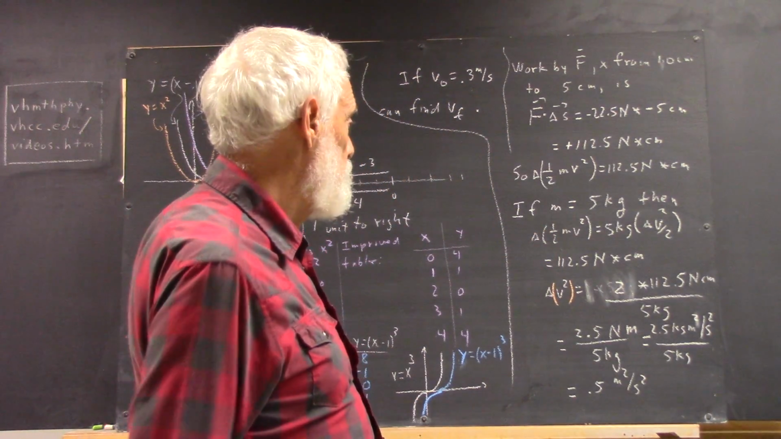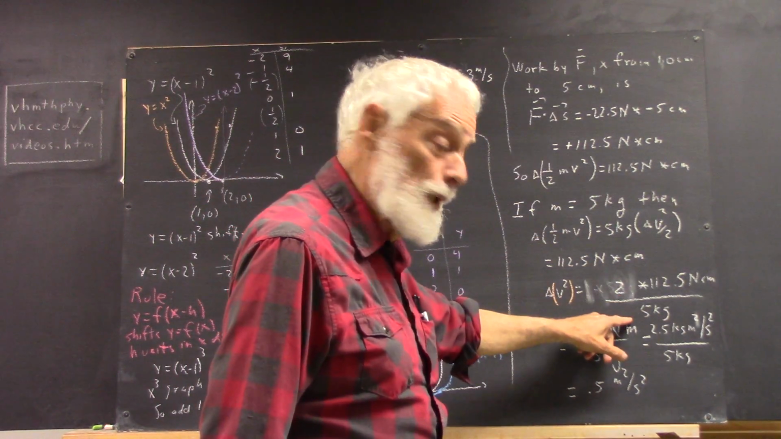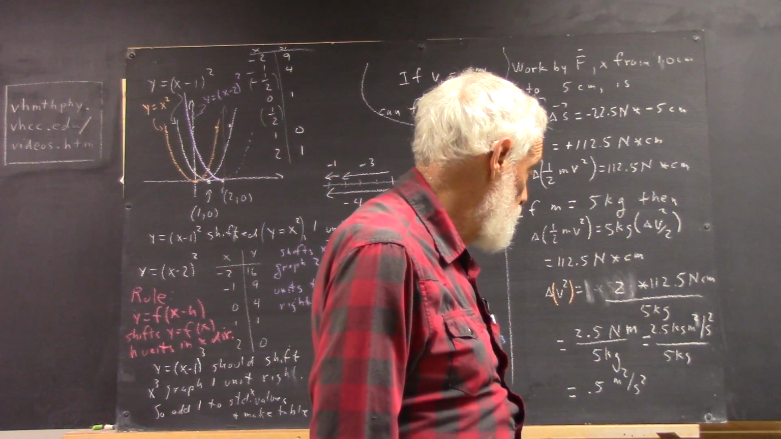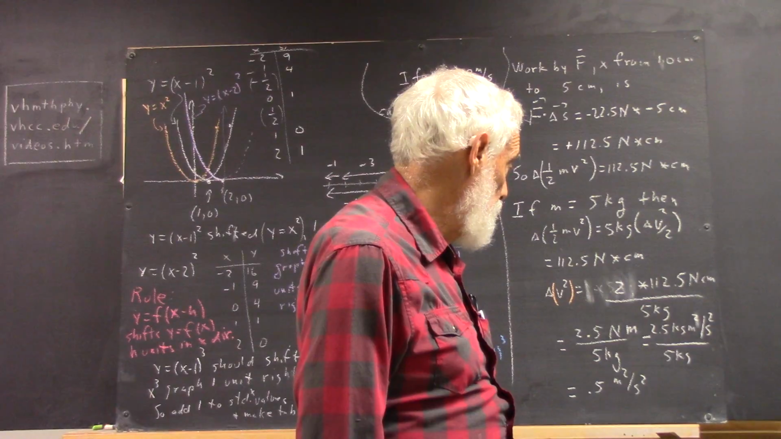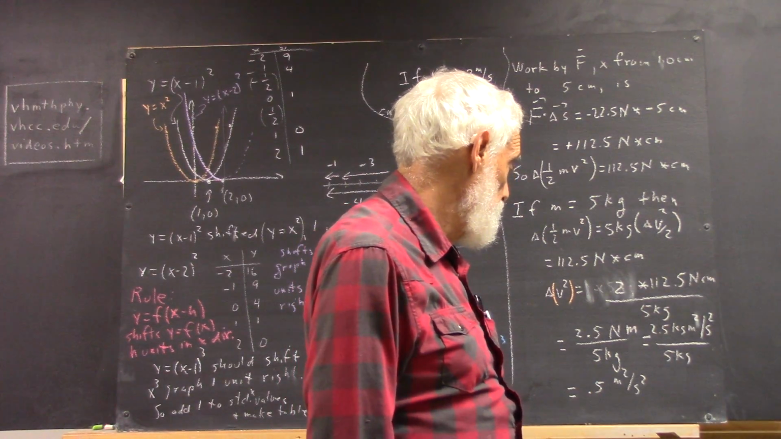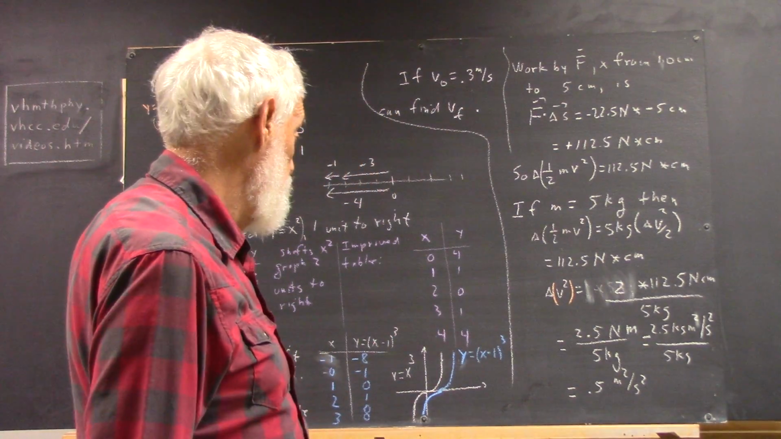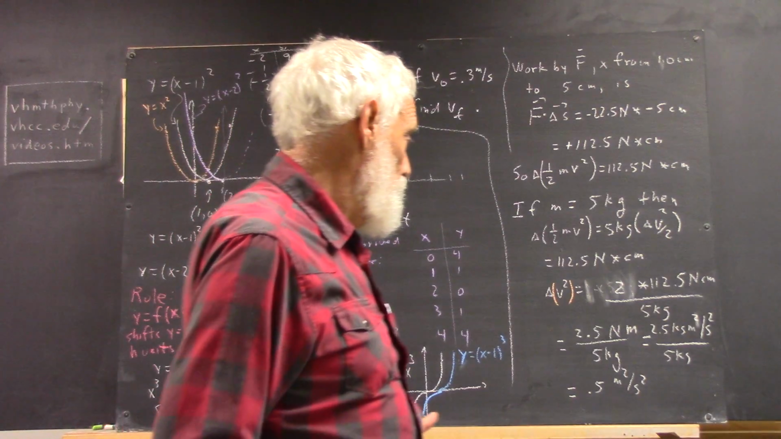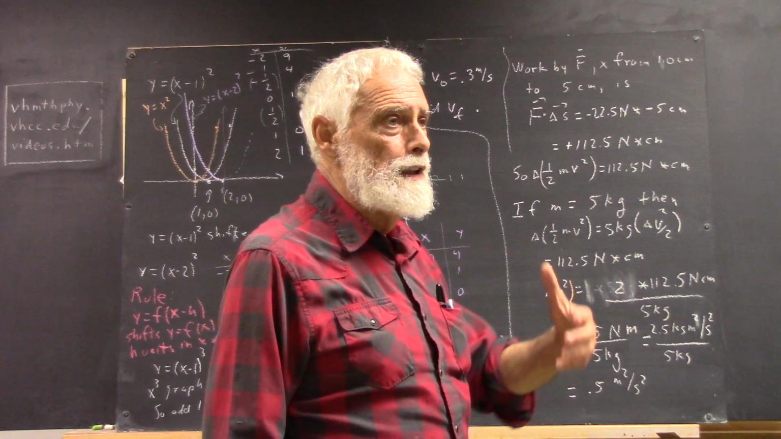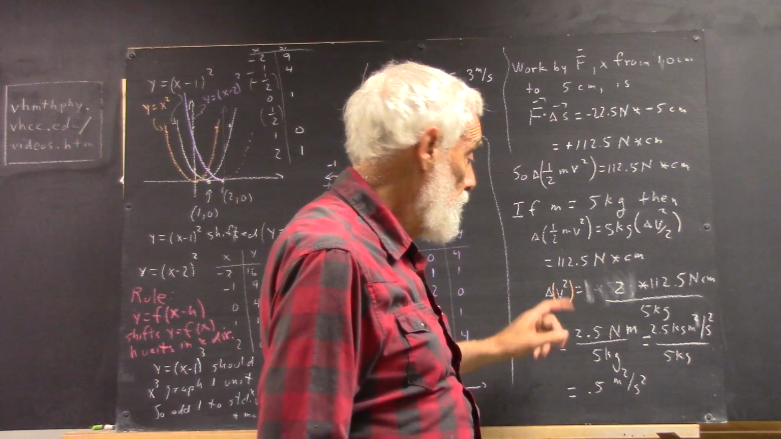Okay, so just multiply that by 2 and then divide by the mass, and we get our change in v squared. Okay, and we find that v squared changes by 0.5 meters squared per second squared. Now, that doesn't tell us what v changes by, because the change in v itself is different for different values of the initial velocity.